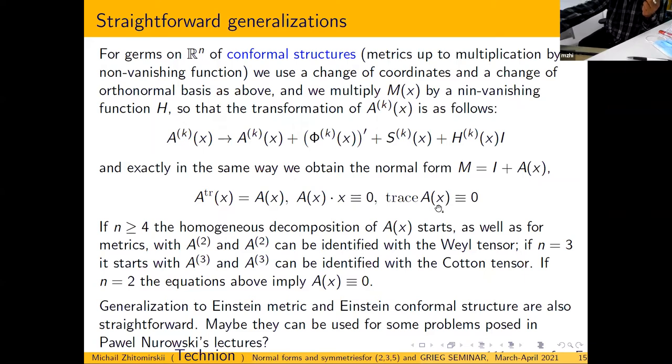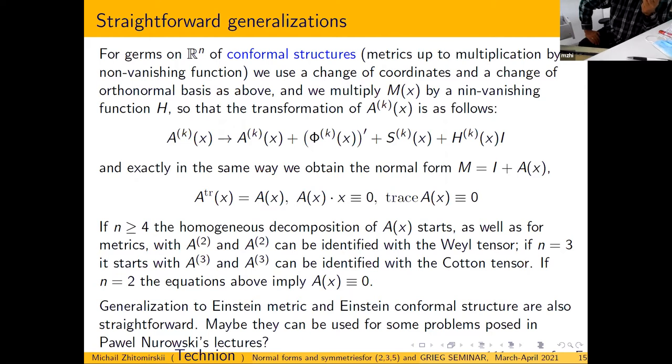So what do these conditions imply? Now we have one more equation. If n is four, then this matrix starts with a homogeneous part of degree two, and it can be identified with the Weyl tensor. If n is three, then it starts with terms of degree three, and this homogeneous part of degree three is the Cartan tensor at one point. Well, if n is equal to two, then this condition implies that A(x) is a zero matrix.